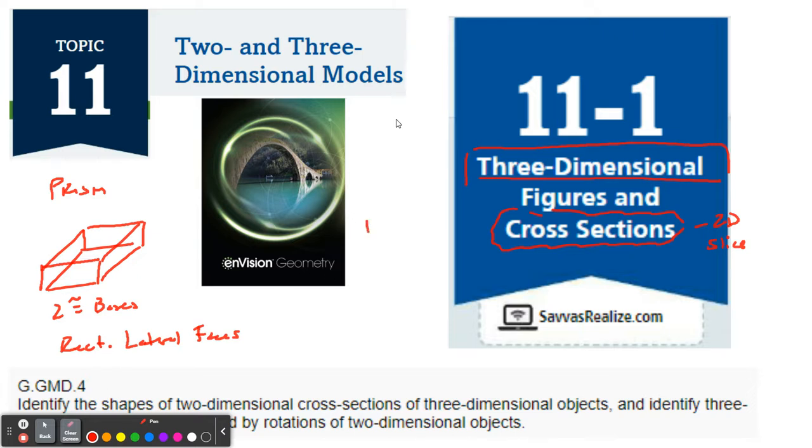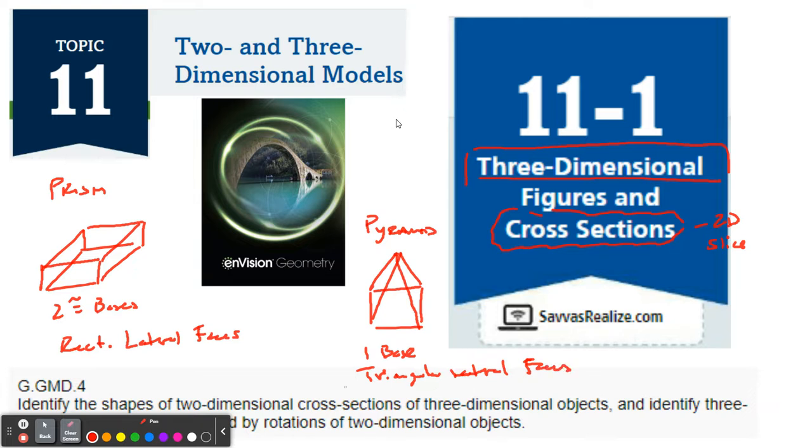The other type of figure is called a pyramid. So a pyramid, again, has a base, so I'm going to use a square. But then instead of a second base, it only has one base, and then it has a point, right? And all the vertices of that base go to that point, and this is a pyramid. For a pyramid, you only have one base. And again, the shape of the base would be one shape, and then the other lateral shapes are now triangles. So you have triangular lateral faces. So there's your quick catch up on 3D solids moving forward.